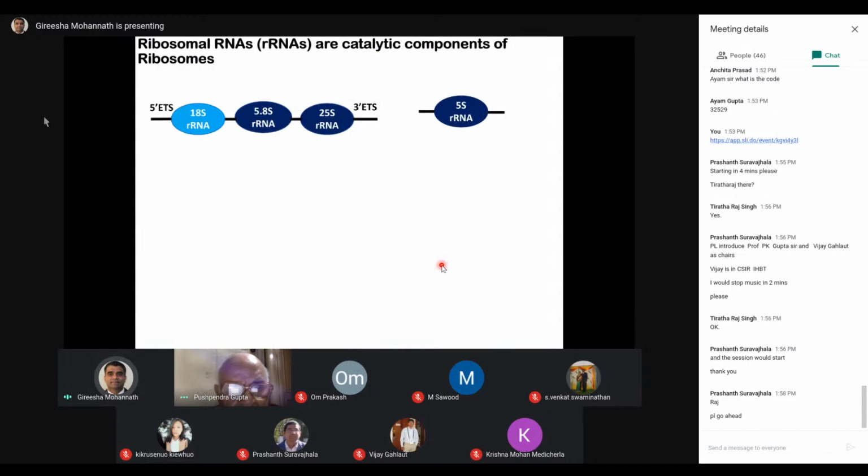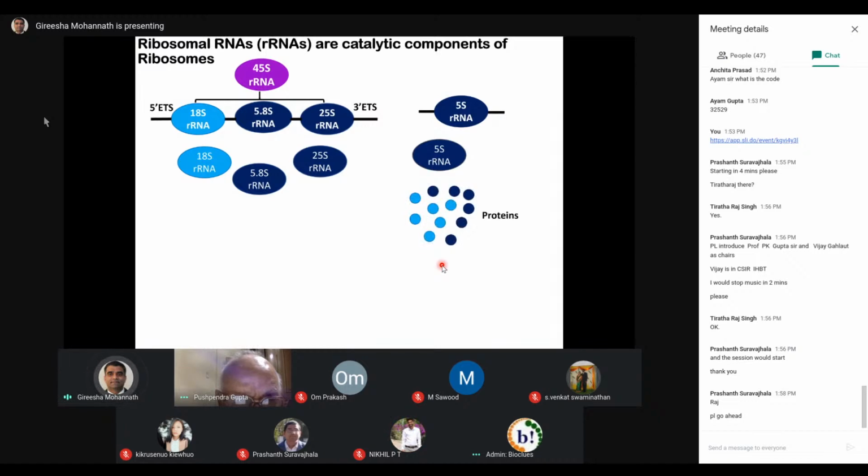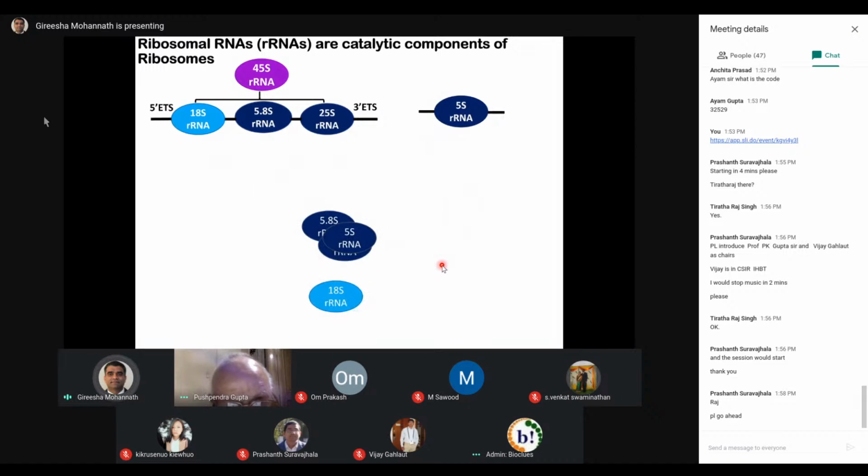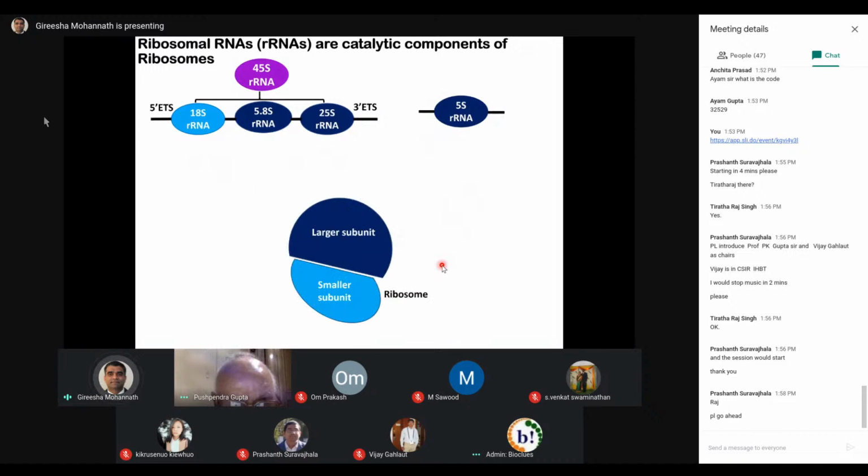If I can just quickly show you an animated slide here. RNA polymerase 1 transcribes and then the transcript gets processed, and these RNAs become part of ribosomes as large and small subunits, and they perform protein synthesis. They are in fact ribozymes, because rRNA is what provides the catalytic function.